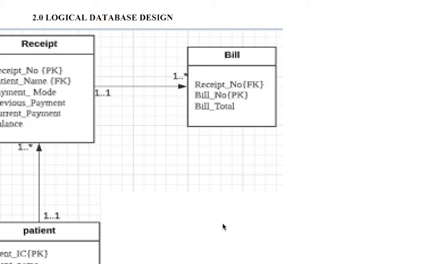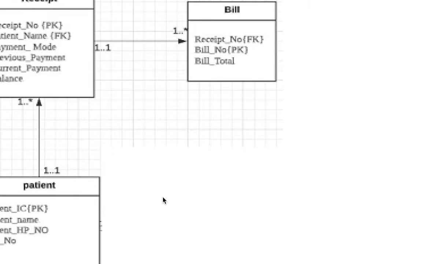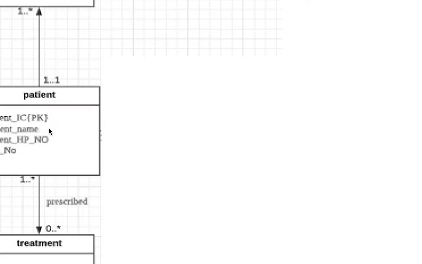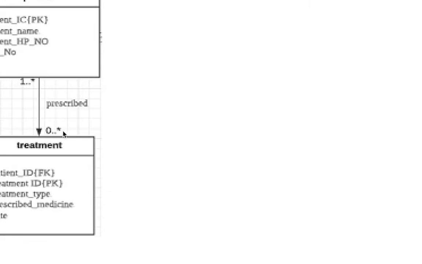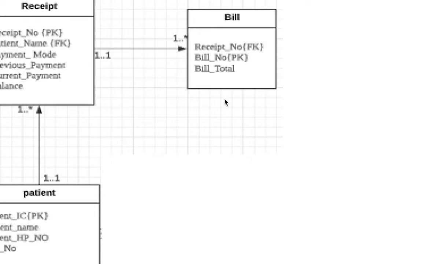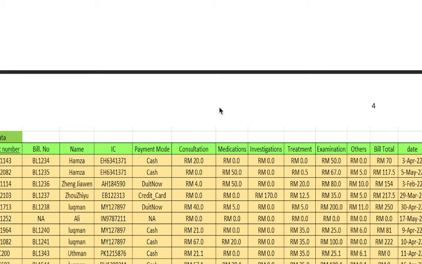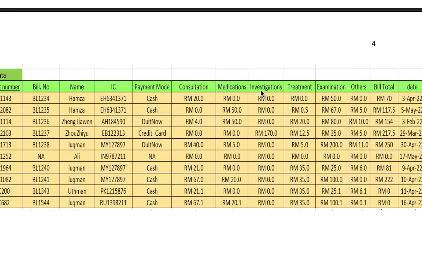Part 2 is the database. There are 4 entities: receipt, patient, treatment and bill, and they each have a relationship with each other. In 3.0, you can see the table records, which is the raw data in anonymous form. As you can see, there are 10 rows of data.